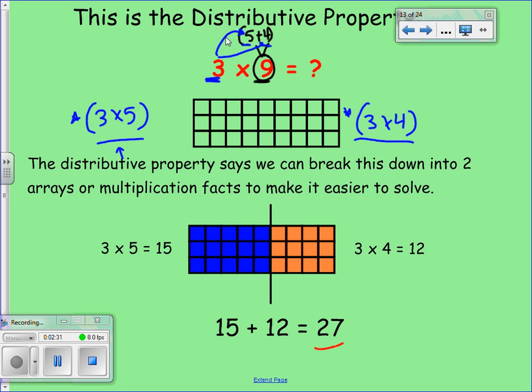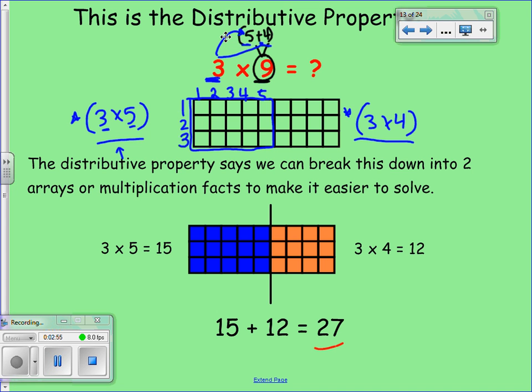So first I'm going to create the array for 3 times 5. So I know I need 3 rows and I'm going to need 5 columns. So I'm going to go ahead and number that out to 5. Once I've drawn out my exact number of rows and columns for 3 times 5, I'm going to go ahead and box that off to show that that is my first array.